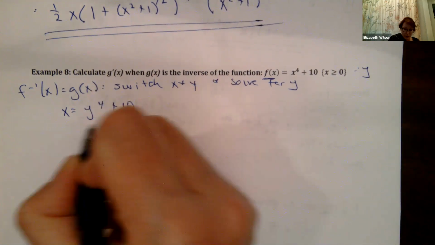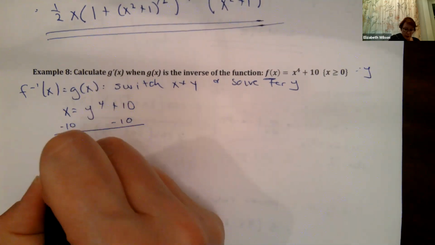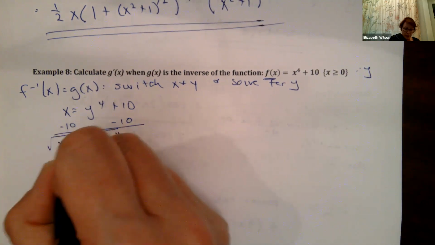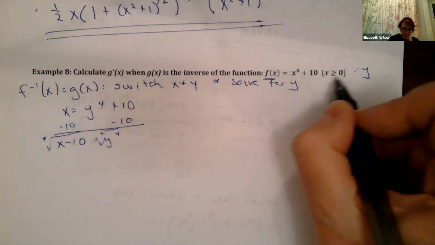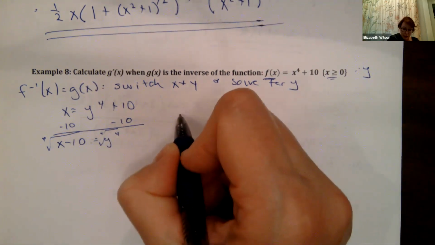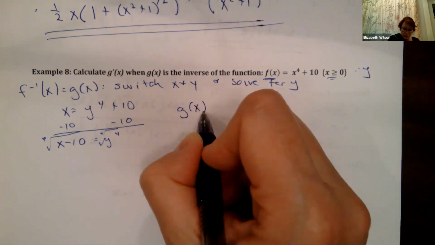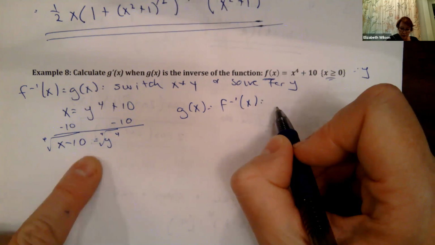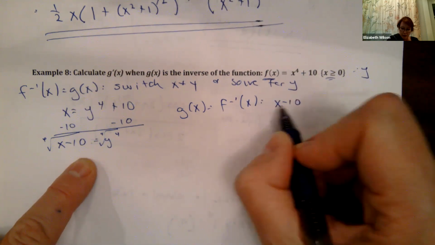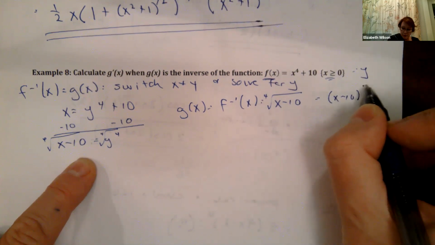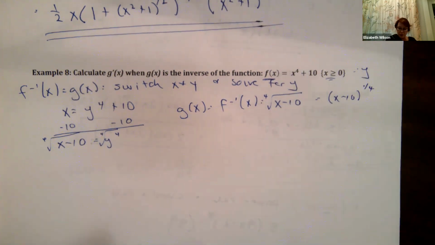So I'm going to subtract 10. So x minus 10 equals y to the 4th. I have to take the 4th root. And this is all going to be positive because that's how we defined it here. So this would make it 1-to-1. It would make it a function. So then g of x, our inverse, is equal to the 4th root of x minus 10, which I'll write as an exponent. Okay, so that's my g of x.